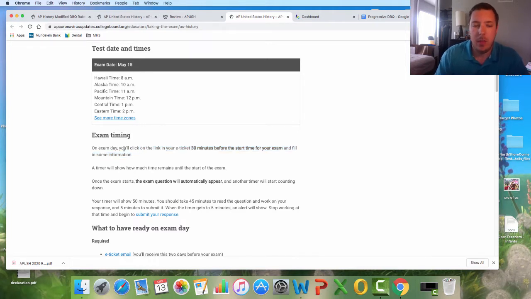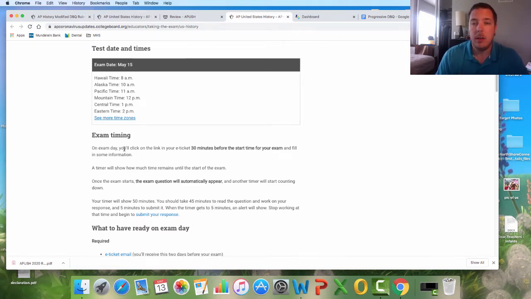There's going to be a link within it. You click on that link and enter your AP ID number. You'll see a little timer saying when the exam starts, and then the question will automatically appear. And it's go time. You've got 50 minutes: 45 minutes to take the test, and then 5 minutes to submit it.